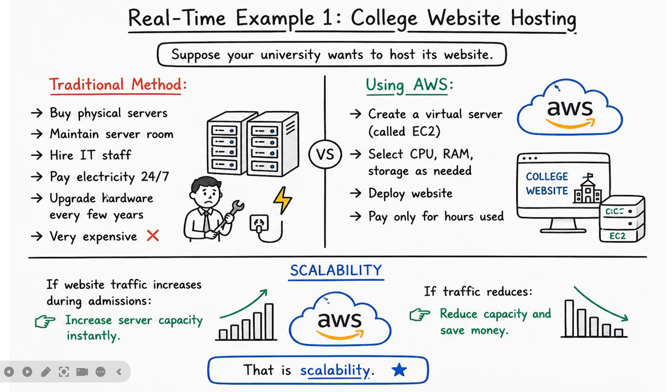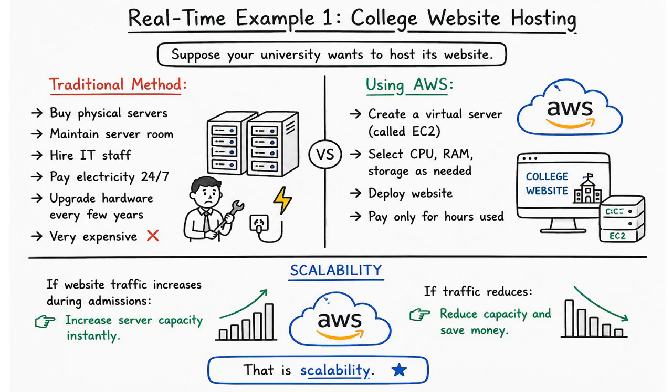Then comes paying for electricity 24 by 7. The servers must run continuously. So this means that electricity is used all day, and the cooling systems also consume power. For example, even during holidays or night time, servers remain on. Now what will be the disadvantage of this? Very high electricity bills.